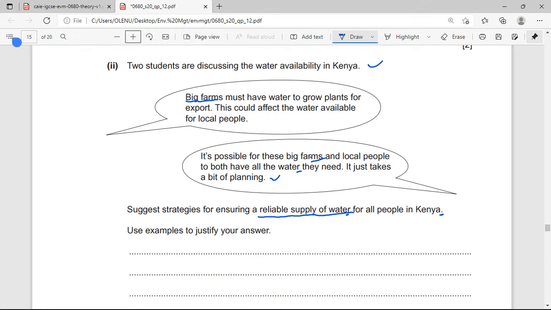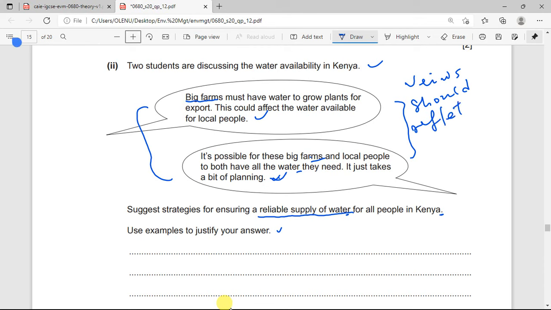What they're asking you here is, what are the major ways in which water can be supplied? Use examples to justify your answer. We are looking at 2 major arguments between 2 students. The first one says big farms must have water to grow plants for export. This could affect the water availability for the local people. That's his idea. Now, it is possible for these big farms and the local people to both have all the water they need. It just takes a bit of planning. So you see, these are 2 perspectives. While you answer this question, you must try as much as you can to give views. Your views should reflect both students' ideas.